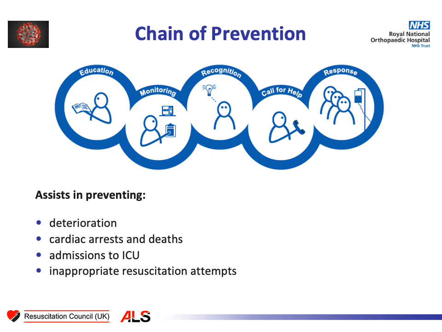The chain of prevention gives hospitals a structured care process to prevent and detect patient deterioration and cardiac arrest. It helps to reduce intensive care admissions and prevent inappropriate resuscitation attempts. The 5 rings of the chain represent education, monitoring, recognition, calling for help, and response.